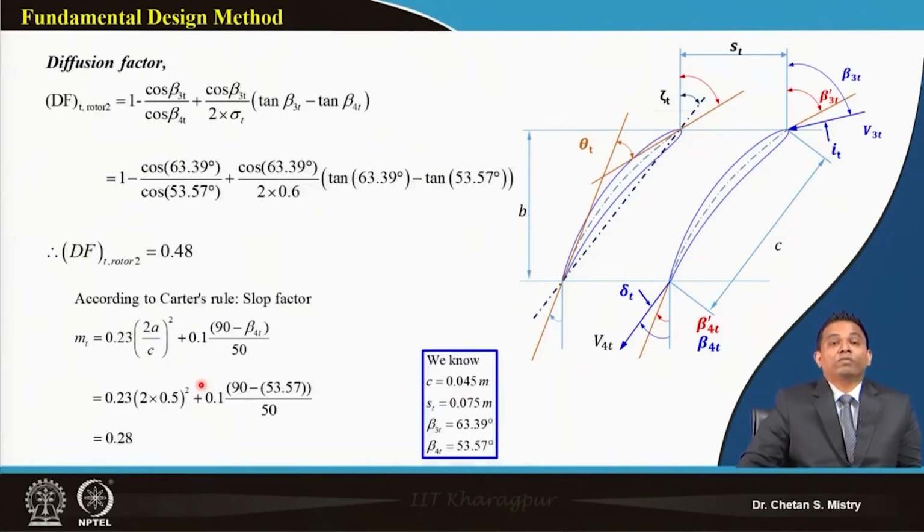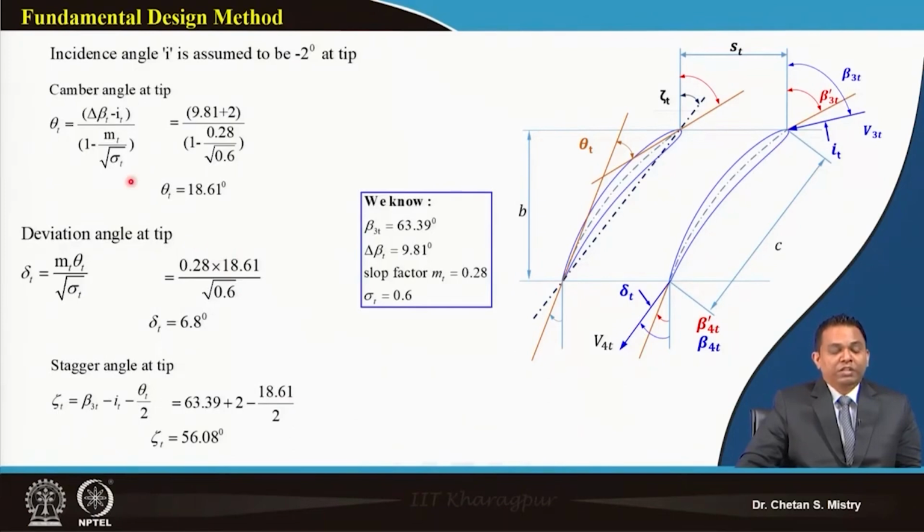We can calculate our diffusion factor at our tip region, and if we put in our numbers, beta 3, beta 4 and my solidity, it is coming 0.48 near the tip region. Okay. We will calculate our M factor because we are looking for other parameters or flow angles to be calculated. When we calculate our camber angle, my incidence angle at the tip needs to be assumed, and as we discussed earlier for rotor 1, in line with that for rotor 2 also we are assuming our incidence angle to be negative 2 degrees.